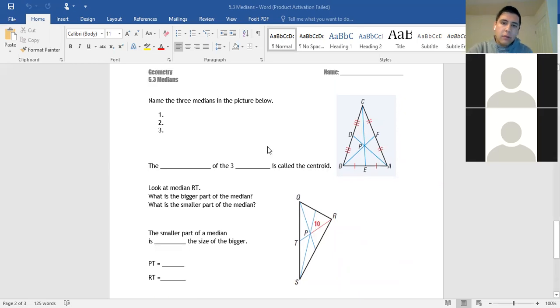So every triangle has 3 medians, okay? And if you can see, because we have 3 corners, every triangle is going to have 3 medians. So from here to here, from here to here, and from here to here. So we can say that the medians here are AD, we have CE, and we have BF.